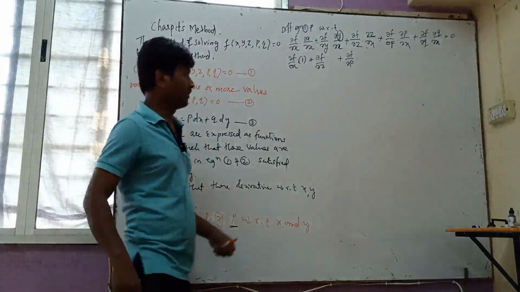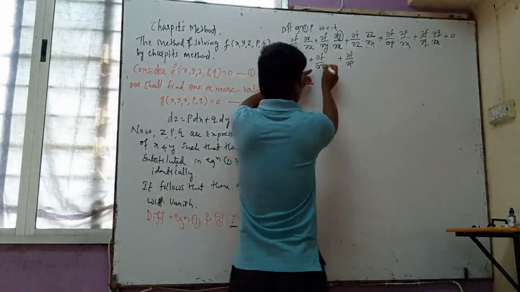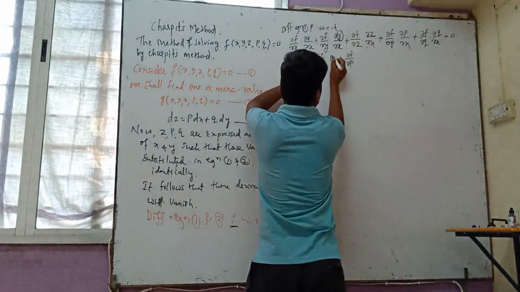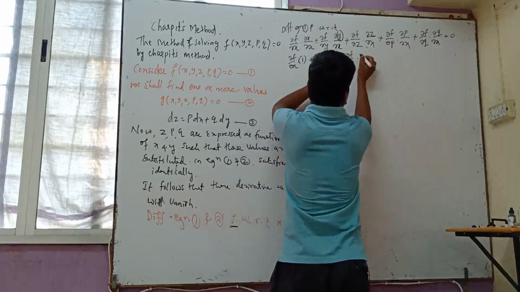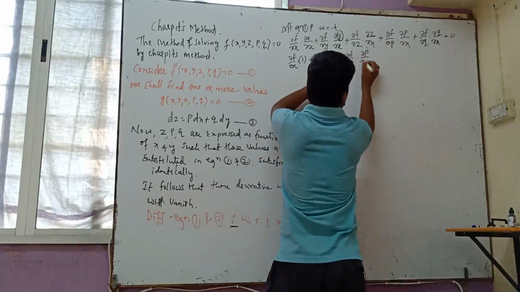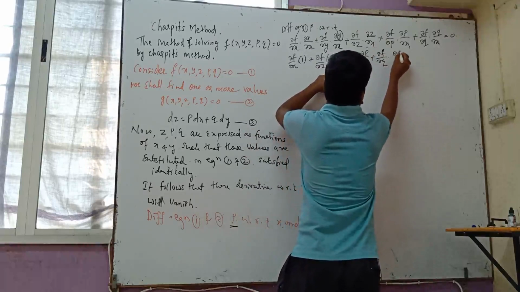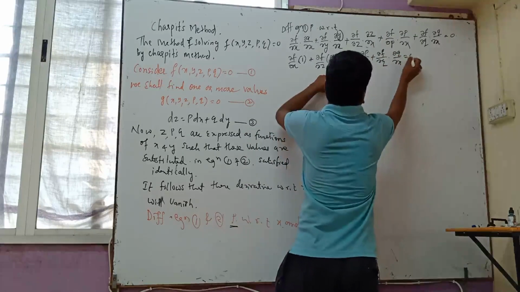Yes. Sorry for the inconvenience. Now see here. This is ∂f/∂z, and ∂z/∂x is nothing but p. And I will write this term as is: ∂p/∂x plus ∂f/∂q into ∂q/∂x is equal to 0.